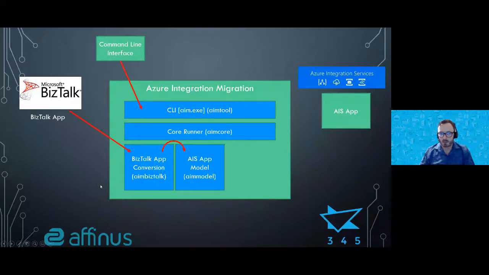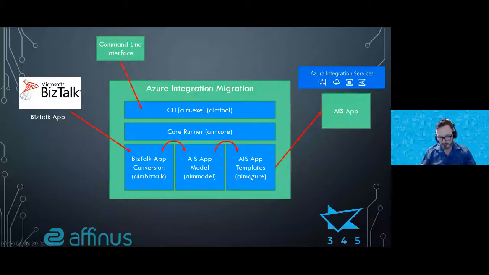Once we've built up a model of what an integration app looks like in Azure, we actually don't need to refer to the BizTalk app anymore, because we then run a conversion on that. We have templates and configuration that effectively generate that application. The templates are in AIM Azure, so you combine the model with a template that produces an artifact, and that is what is used to deploy your AIS application.